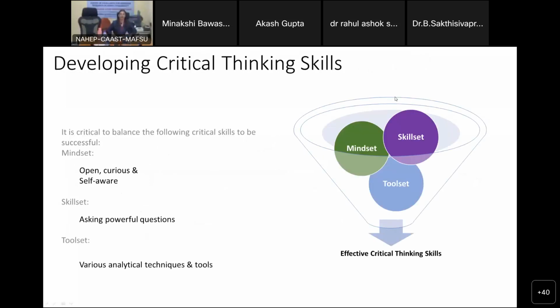So everybody asks, how do we develop this kind of thinking process? Very simple. The first one is mindset. The second one is skill set. And the third one is tool set. So what is mindset? You have to be open. You have to be curious. You have to be self-aware.